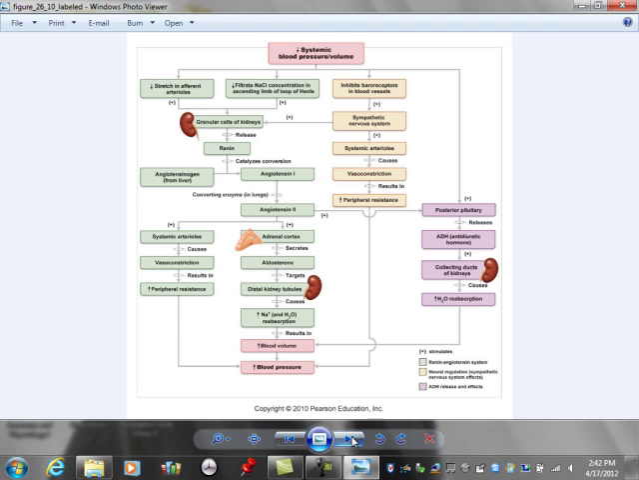Glucocorticoids. Going to help me do what? Enhance tubular reabsorption. Everybody understand what that means?